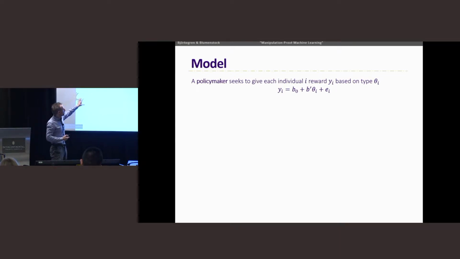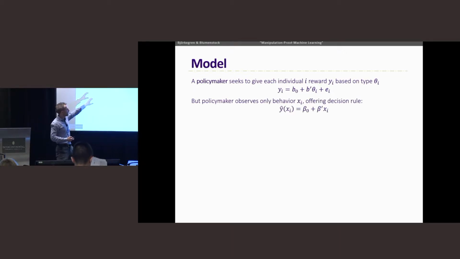So in our model, a policymaker wants to give a set of individuals different rewards. Each individual i would ideally be given a reward y_i based on their underlying type, theta_i. This is what the policymaker would ideally do: see an individual's theta_i and assign them a reward based on that. But our policymaker doesn't see an individual's theta_i. They see some behavior, x_i, which is related to it. So the policymaker has to give out rewards based on the behavior they observe. Here you could think of y_i as creditworthiness, and x as Facebook friends.